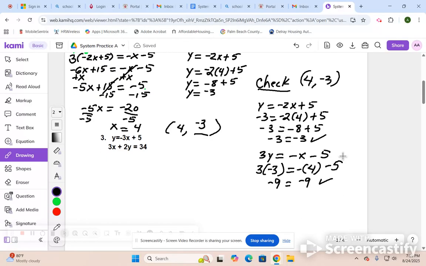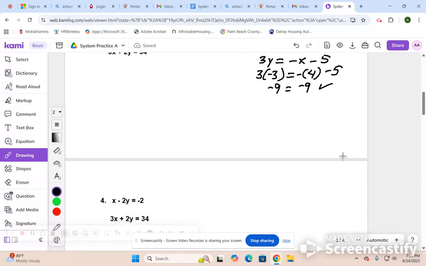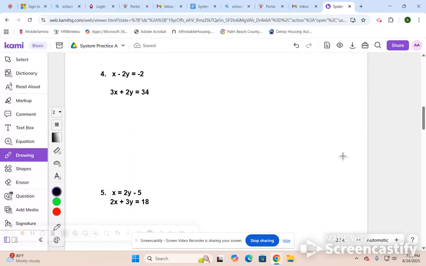Okay, I'm going to skip 3 because it's more of the same. Let's go to number 4. Notice that number 4, we don't have any equation solved for y, and we don't have an equation solved for x. When we're solving by substitution, one of the equations has to be solved for y or solved for x. So let's look at the top equation. We can, if we want, solve it for x.